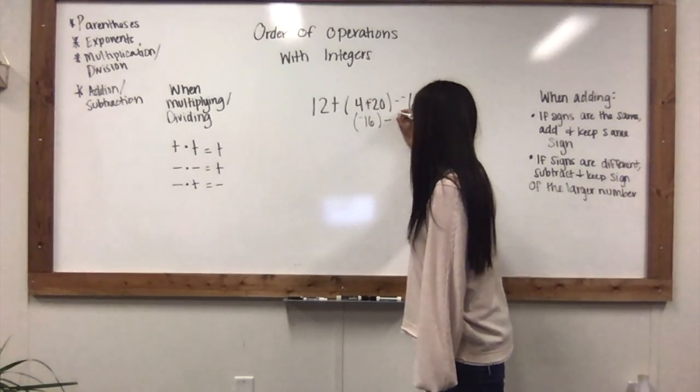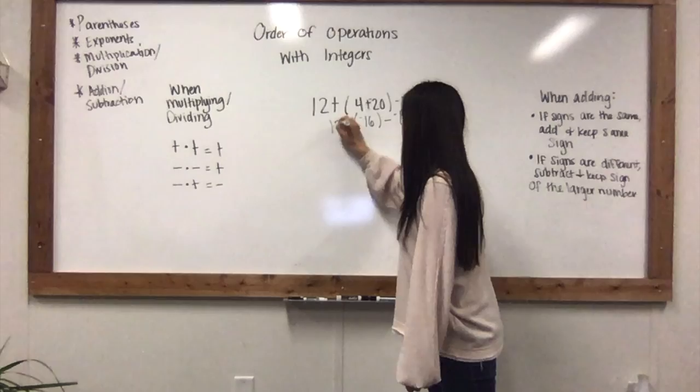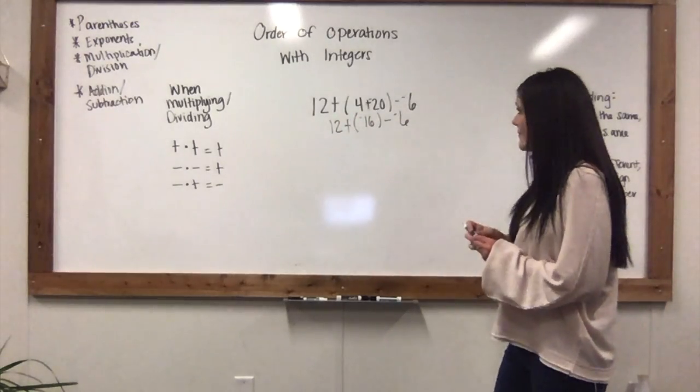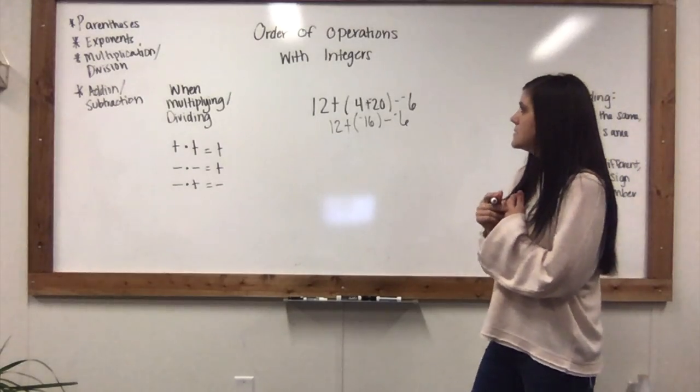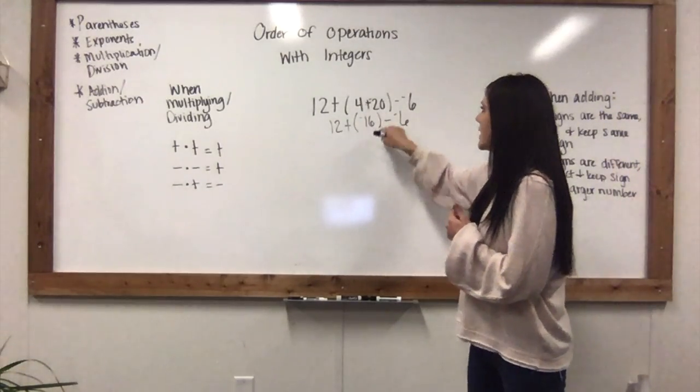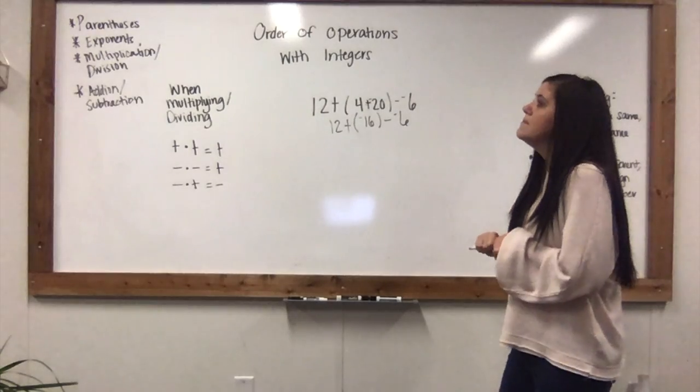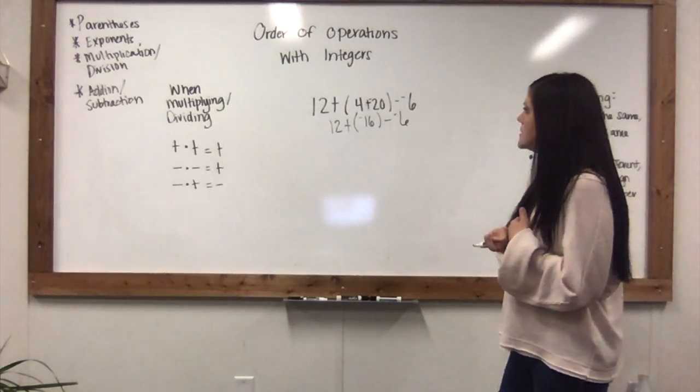Okay, then I'm going to rewrite my entire problem. Okay. Now what comes next? So we've got, we did the parentheses. Okay, this is just separating that negative sign. Okay, so we don't have any exponents in this problem.